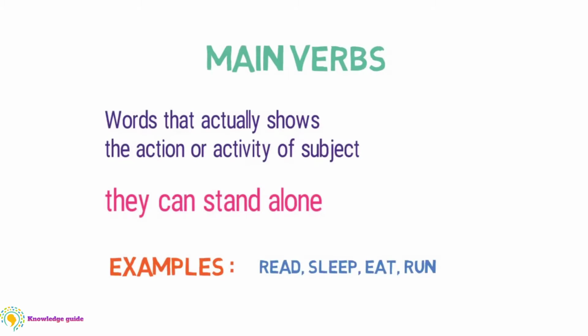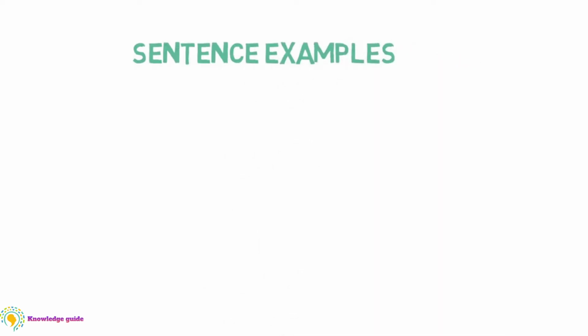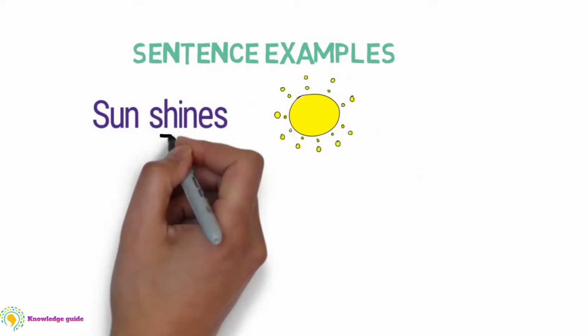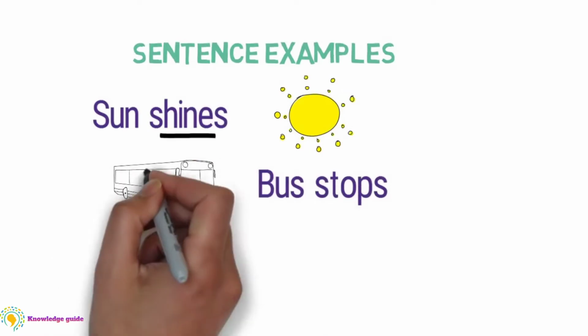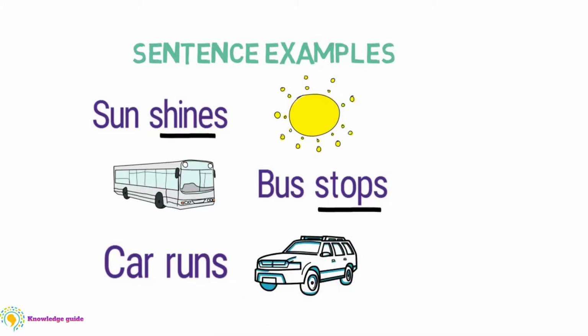Now friends, let me give you some sentence examples of the main verbs. Sun shines. So what is the activity of the sun? It shines. So here shines is the main verb and it gives us the full meaning. Another one, bus stops. Now what is the function of the bus here? It stops. So stops is the main verb in the sentence. Car runs. Now what is the activity of the car here? The car runs, and thus run is the main verb in the sentence.